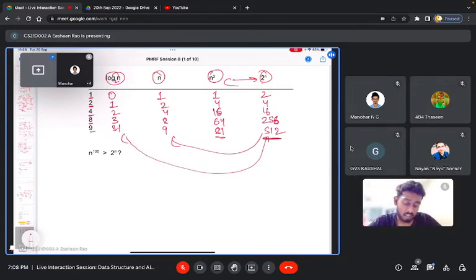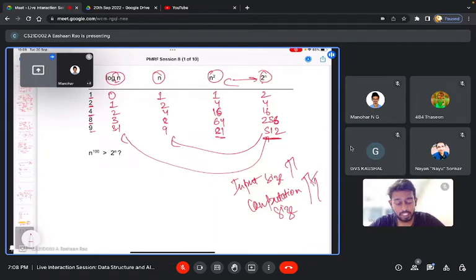So as the input size is increasing, computation will also increase. That's something we have to keep in mind while solving the algorithm.